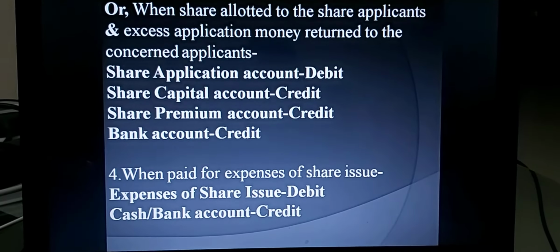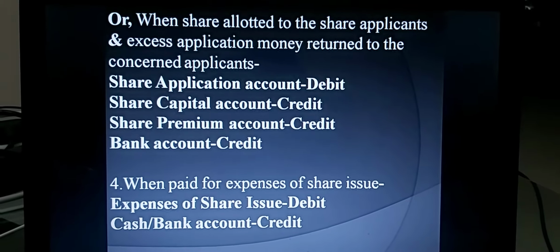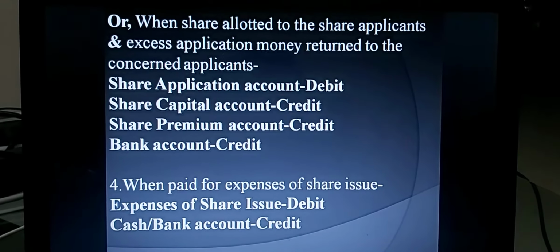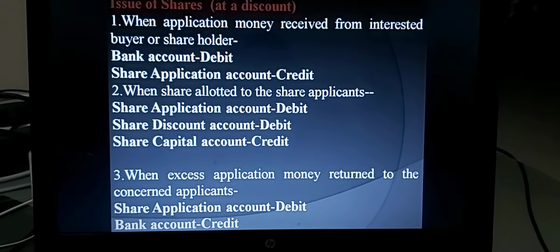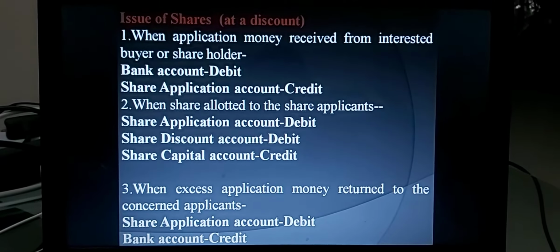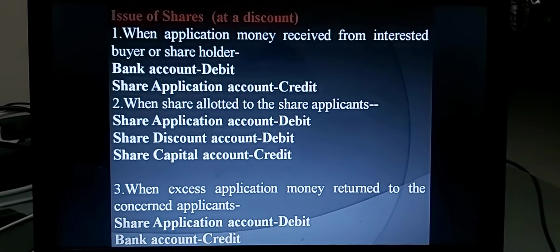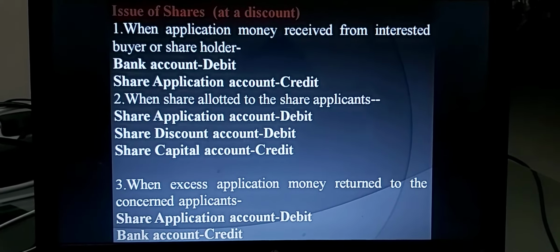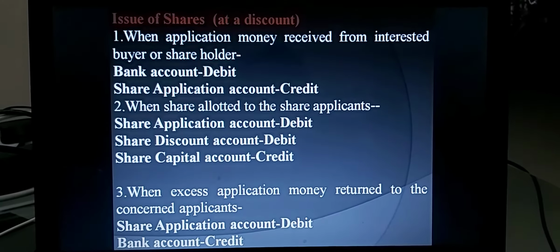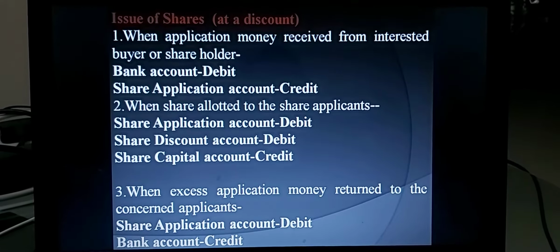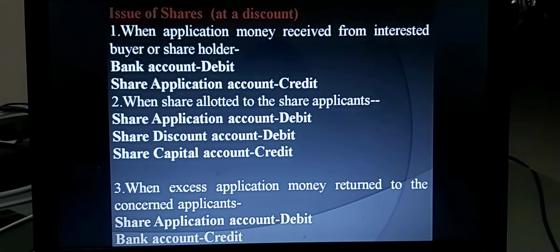I have already covered 2 types of journal for journalizing share issue, that is share at par and share at premium. Now, issue of shares at a discount. Number 1, when application money is received from an interested buyer or shareholder, the journal is the same one. The first one is the same at all levels: bank account debit, share application account credit. Number 2, when shares are allotted to the share applicants with discount, the journal is share application account debit, share discount account debit, share capital account credit.